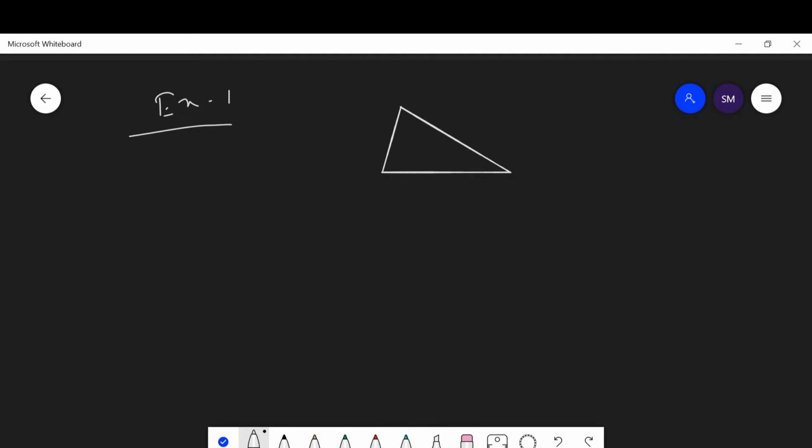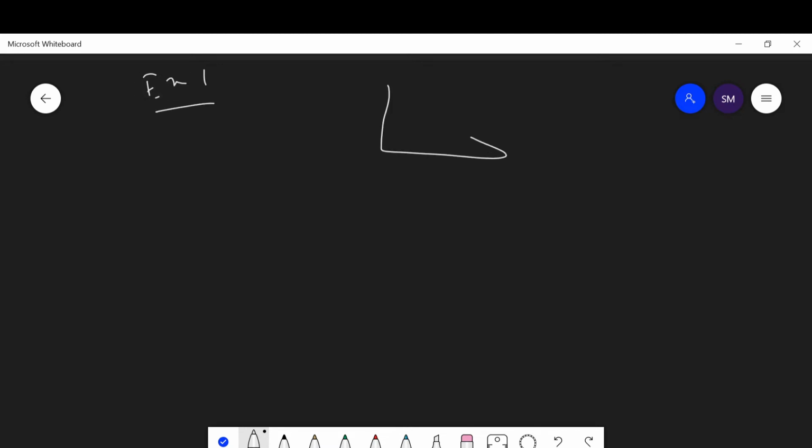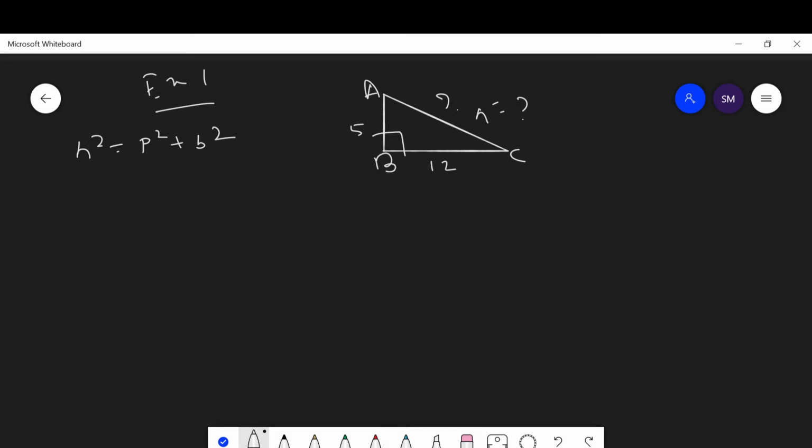Suppose ABC is a right angle triangle, with the right angle at B, and the two sides are given here. This is 12 centimeter and this is 5 centimeter. We have to find out H. According to Pythagoras theorem, H square is equal to P square plus B square. This means H is equal to the square root of P square plus B square. Here P is given as 5 centimeter and B, the base, is given as 12 centimeter.